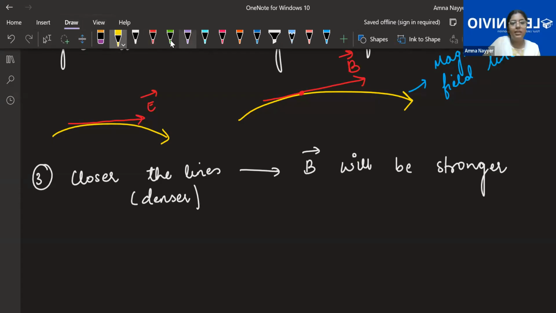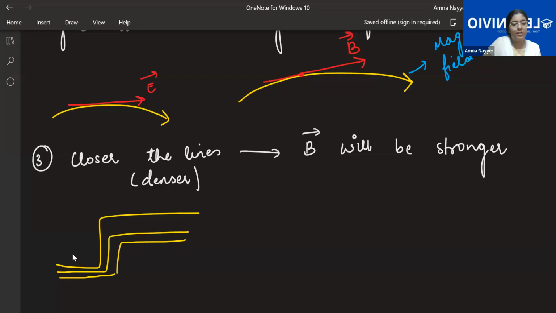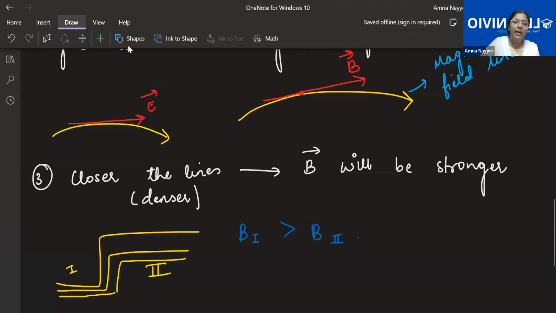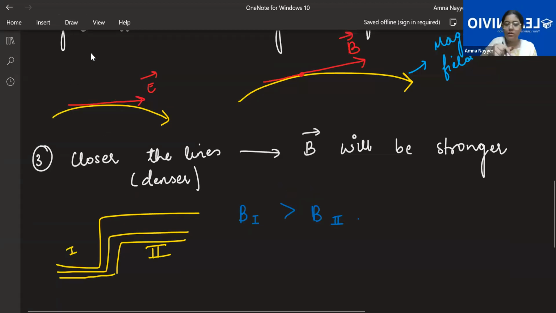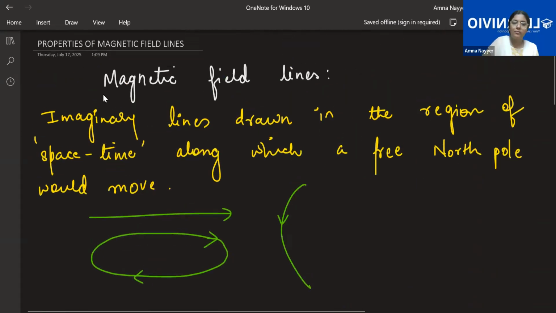Like if I have, let's say, various magnetic field lines. This is region 1, this is region 2. So I'll say magnetic field in region 1 is stronger than magnetic field in region 2. Write it till here, then we'll discuss. Till here, is it clear everything? Yes, ma'am. Please write it.